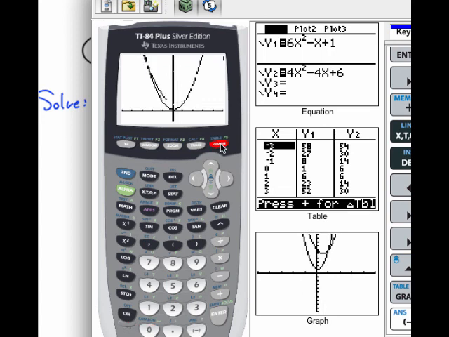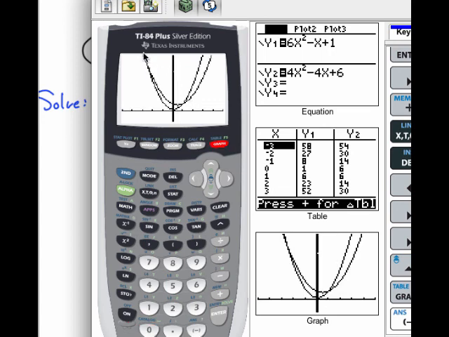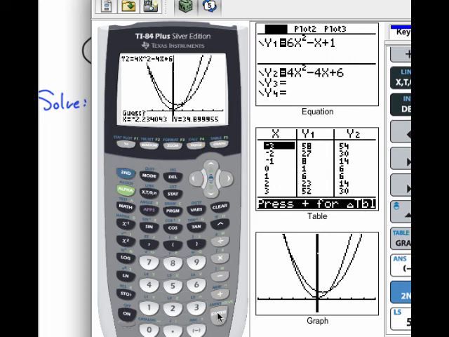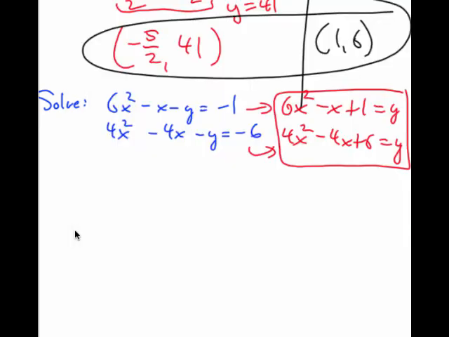Can we see the points of intersection? Pretty well. There's one here, there's one here. There's two, as we found algebraically. If we do second function intersect, one of them is 1 comma 6, as we solved for, and the other one, that should be close enough for it to find it, negative 2.5 comma 41, as we solved algebraically.